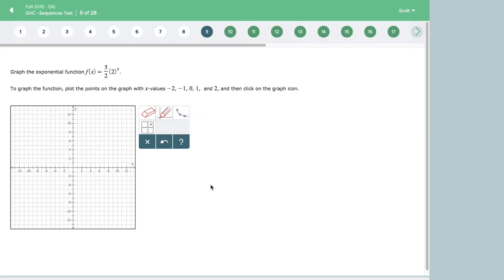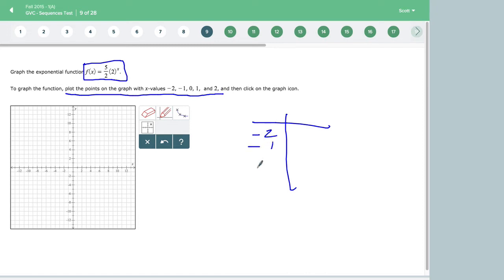Graph the exponential function. Okay, in order to graph an exponential function like that, we have to do our t-chart. And it wants us to plot the values right there. So we have -2, -1, 0, 1, and 2. And we need to figure out what it is. So in order to do that, we just plug it in. This is x and this is y. So we take that x and plug it in right there.